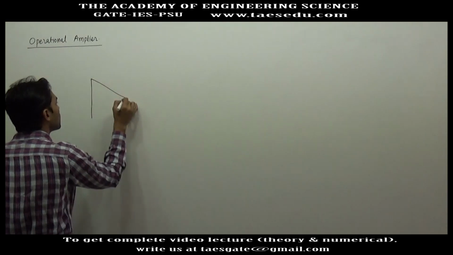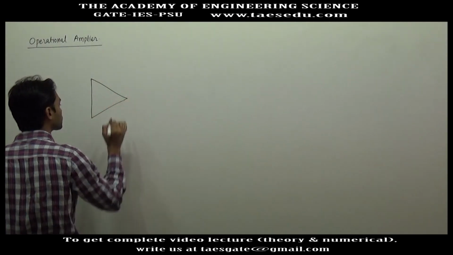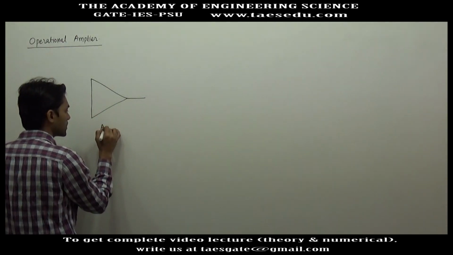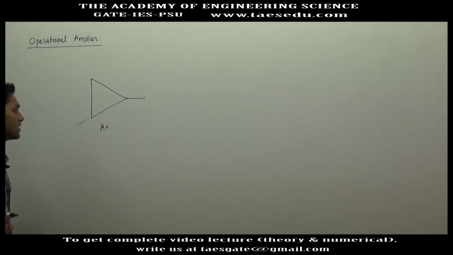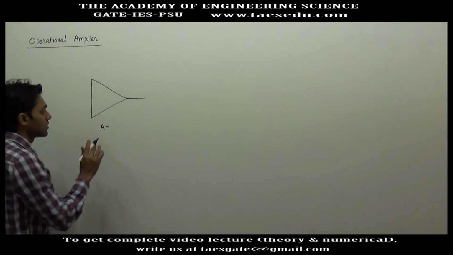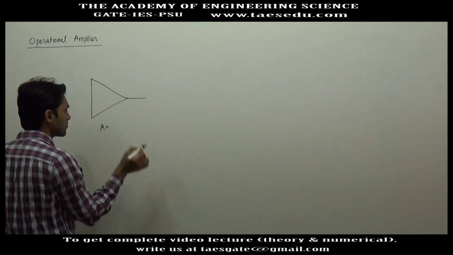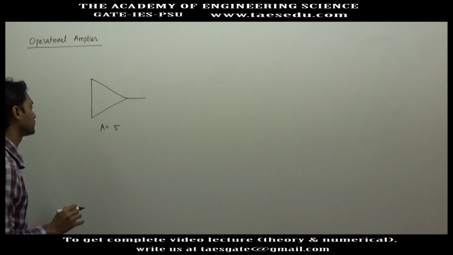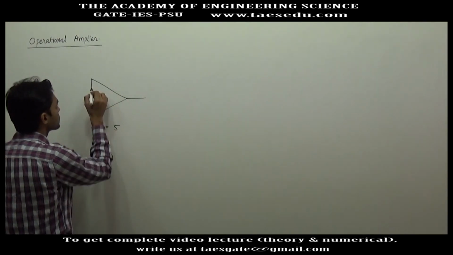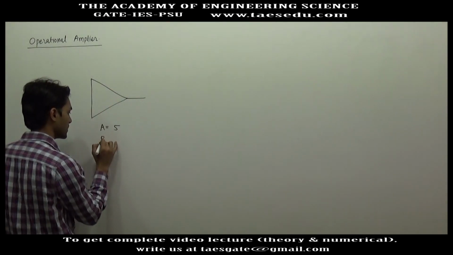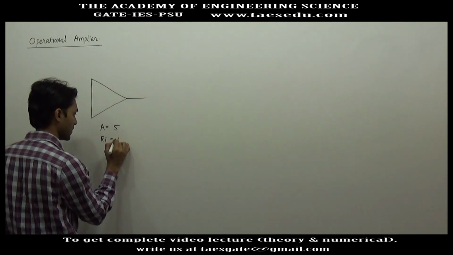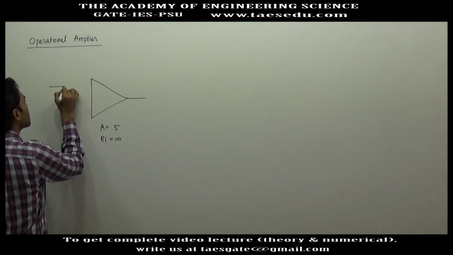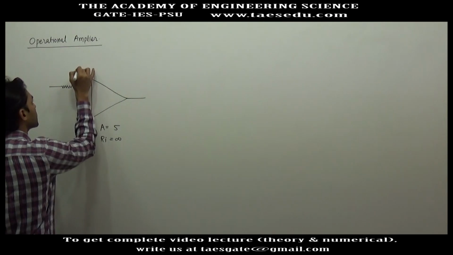Let's say we have an operational amplifier, and this is a non-ideal operational amplifier. Where is the non-ideality? The non-ideality is that its gain is not infinity; its open loop gain is, let's say, 5. In terms of its internal impedance it is ideal, Ri is infinite. There is one non-ideality, and I am connecting it as negative feedback.